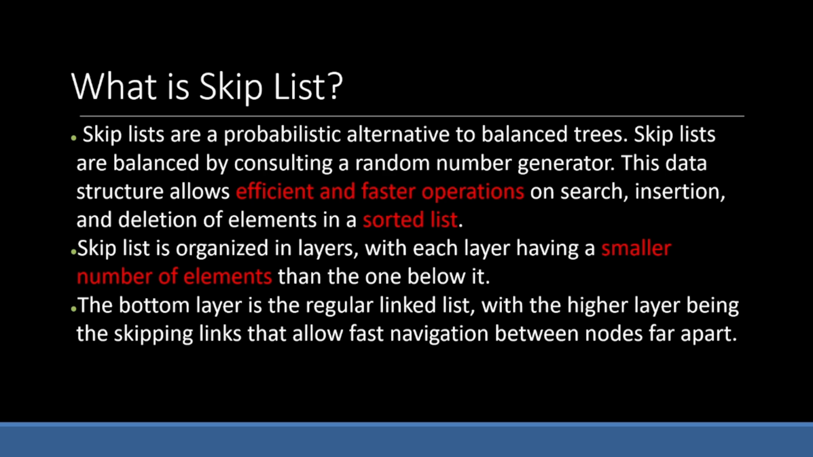A skip list is organized in layers, with each layer having a smaller number of elements than the one below it, the bottom one being the original regular list, and the higher ones being the skipping layers, which allow faster navigation between nodes that are far apart.